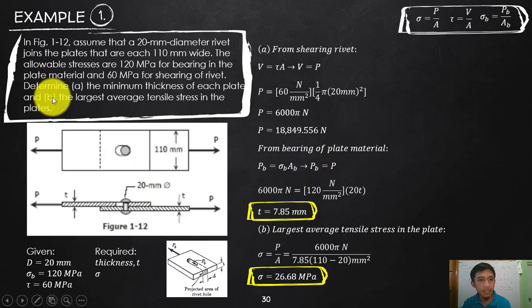Okay, now the second unknown there is the largest average tensile stress in the plate. Okay, so we are now referring to tensile stress. So again, as I've said, on the normal, it could be a tensile stress or it could be a normal stress.